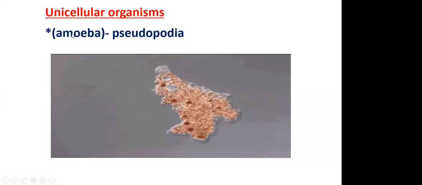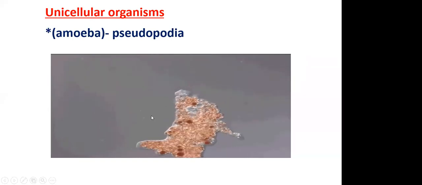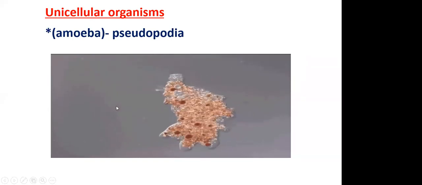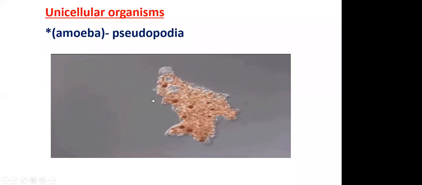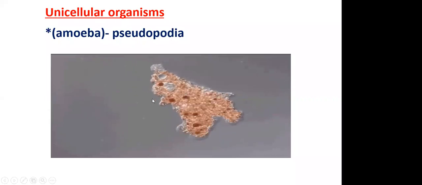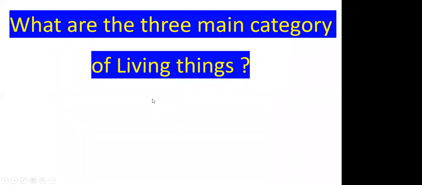And there are some special organisms. Those are known as unicellular organisms. One example is amoeba. Now see, amoeba is moving like this. In the next class, we will discuss more about amoeba because amoeba comes under microorganisms, your first lesson. So when you look at all these categories, we can understand the difference between living and non-living. Out of the living, there are three main categories.